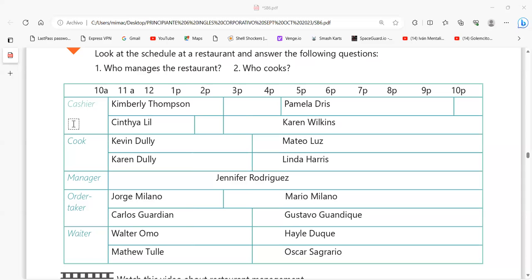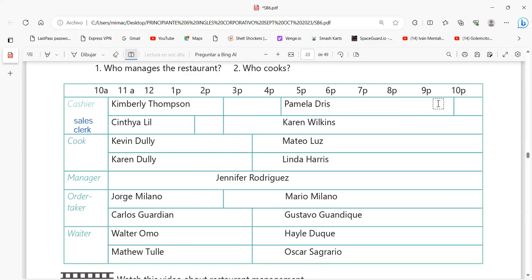Yes. For example, what is your occupation, sir? Sales clerk. Okay. So here you write sales clerk, for many hours. And then here you will write your name and the name of other people that are also sales clerk. Yes, and here you write the time that you begin working. Is that okay? And you work, for example, from 8 till 4 or 5 p.m. or 6, I don't know, yeah?